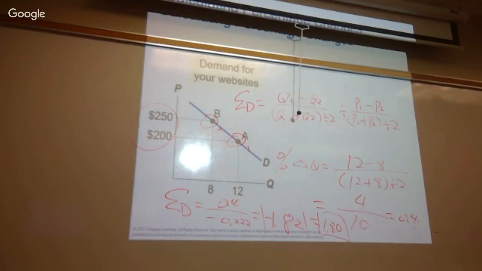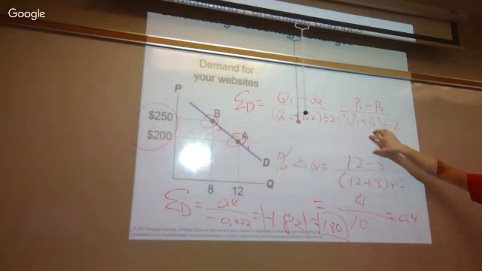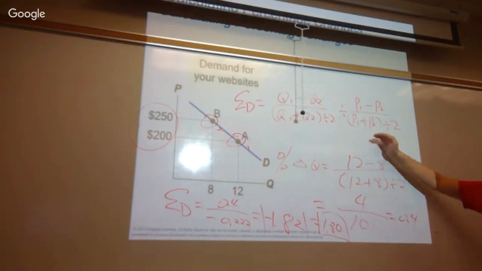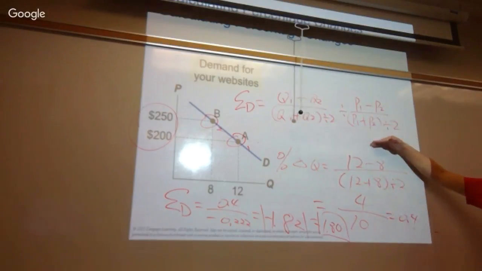So it's Q1 minus Q2 divided by Q1 plus Q2 over 2, and then divide P1 minus P2 over P1 plus P2 over 2. Now it's a very long formula, but if you break it down, right here is your percentage change in quantity. Right here is your percentage change in price. It's always the difference divided by the average, and then difference divided by the average. So put it all together, that's the formula for elasticity for demand.